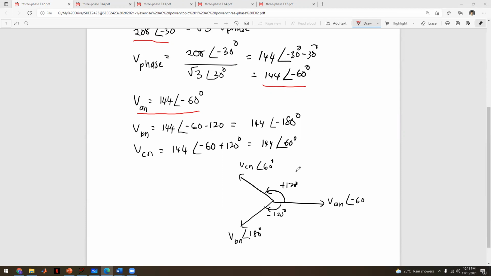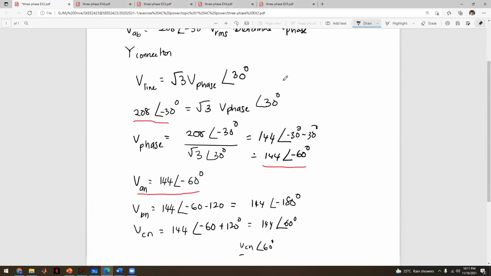If you plot the phasor diagram of this three-phase system, based on this angle difference, you will have all the phases balanced, with the magnitude of 144. We may put this symbol to say that these are equivalent values, and the phase angle is 120 degrees different for each phase. This is also 120 degrees different. That is for example 2.